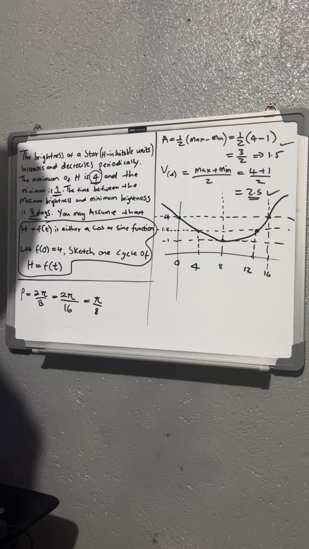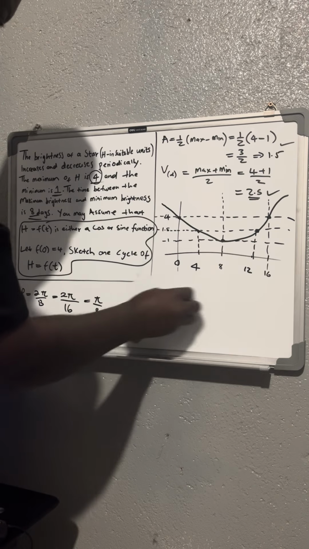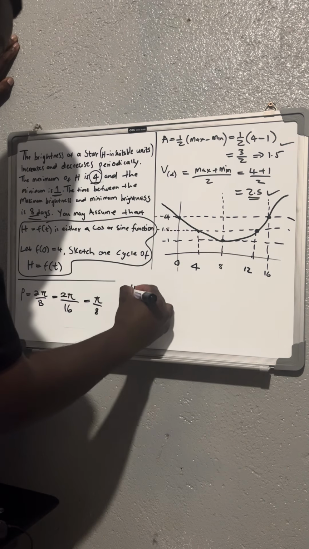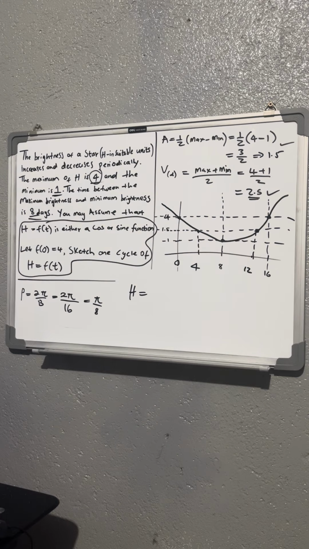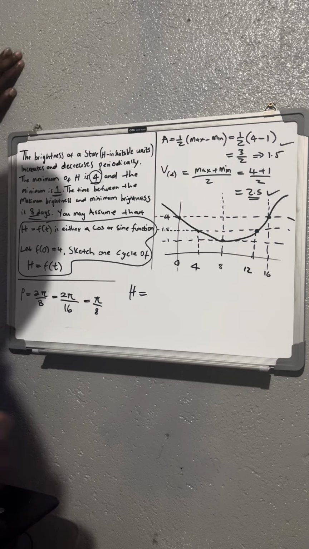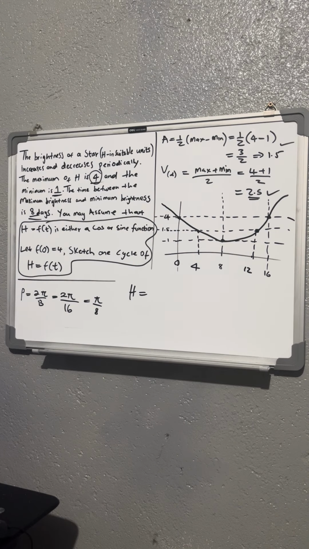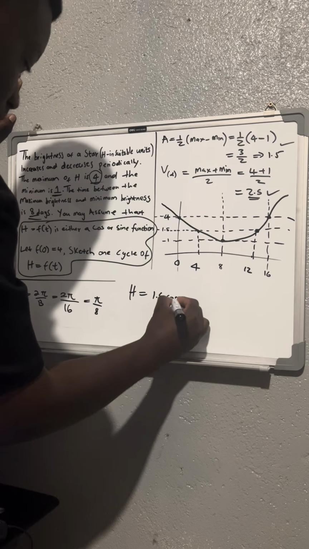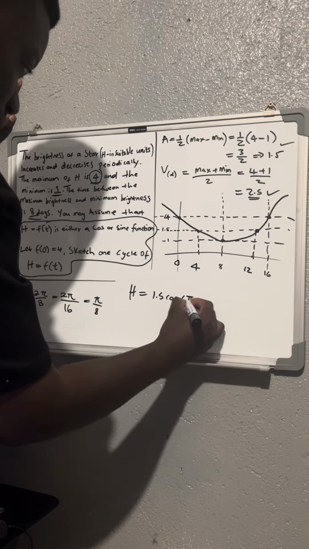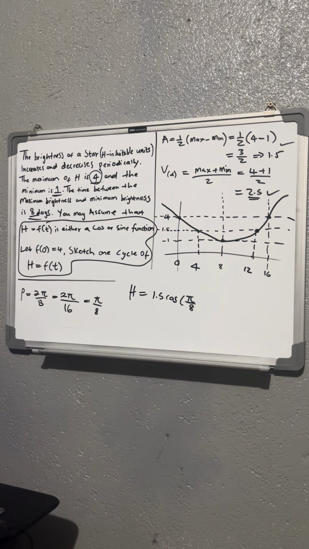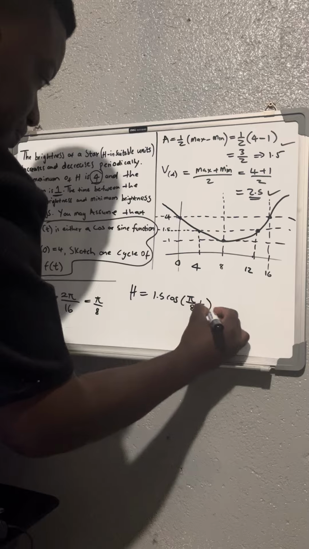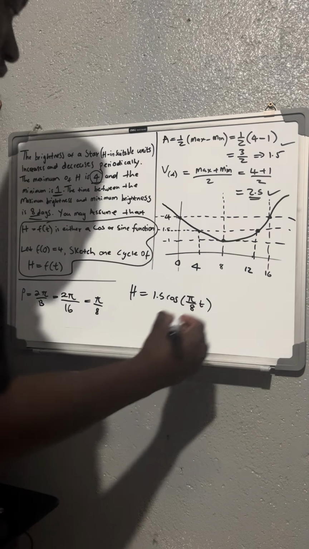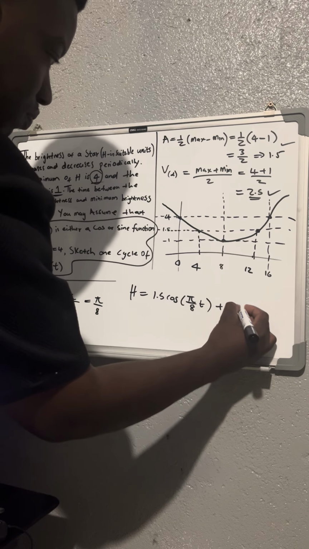So now we're ready to write the final equation. So we can say we will have our h as 1.5 cos of pi over 8 t, then plus 2.5, that vertical shift, plus 2.5.